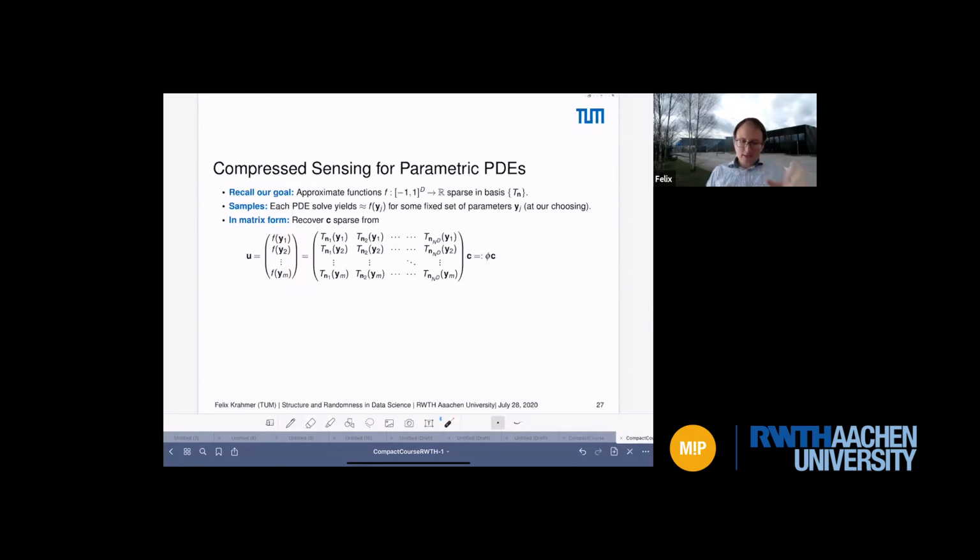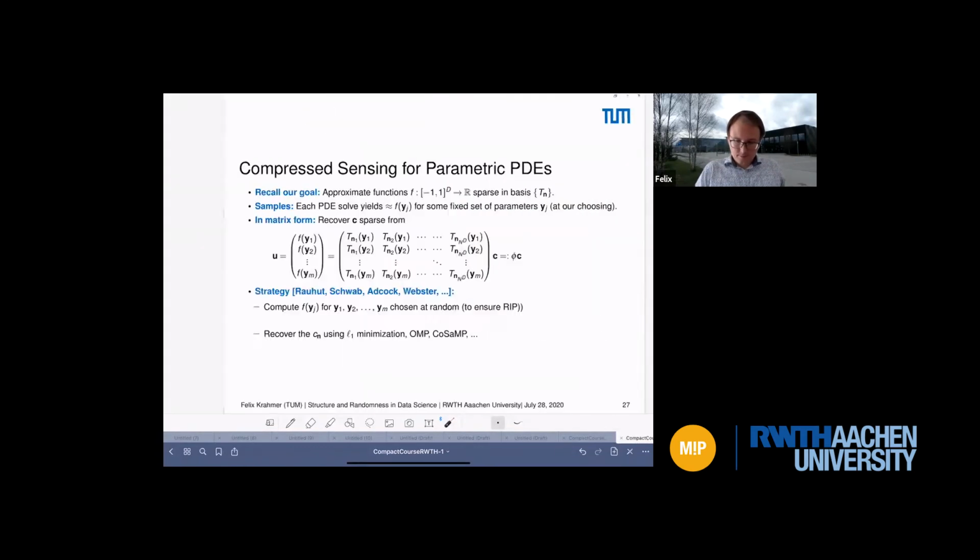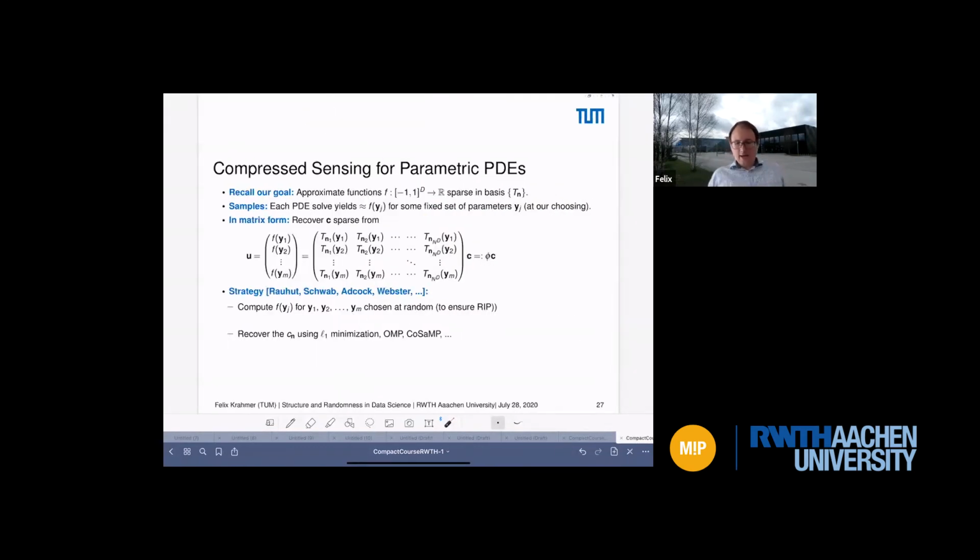But the point is, what is similar to what we've seen in the morning is there is a lot of structure. There are these Tn's, which I have no control over. They are sort of given to me by the differential equations. But these Yn's, the parameters for which I do my evaluation, are up to me. And there the randomness comes in.